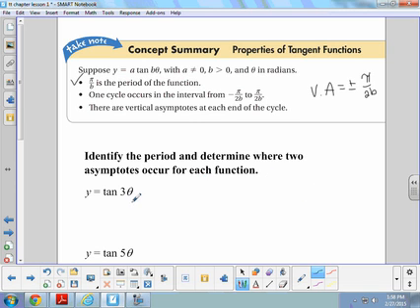So let's go ahead and figure out some periods and some vertical asymptotes. Well, in this case, our b is 3, so our period is going to just be pi over 3. Our vertical asymptotes are going to be pi over 2 times 3, which is 6. And I always want to put a plus or minus because it's going to happen at positive pi over 6 and at negative pi over 6.